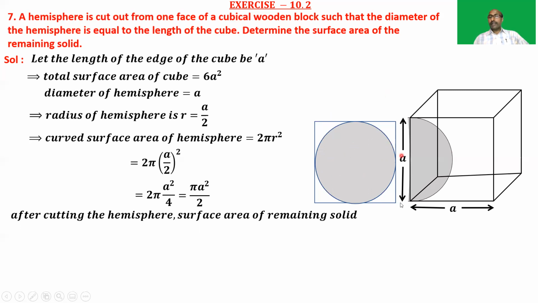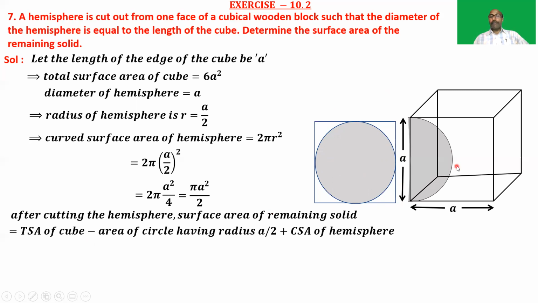The remaining surface area is equal to the total surface area of the cube minus the area of the circle having radius a by 2, because the diameter of the circle is a. So the radius is a by 2, and we can see the curved surface of the hemisphere. So we have to add the curved surface area of the hemisphere. So total surface area of cube minus the area of this circle whose radius is a by 2, plus the curved surface area of the hemisphere, which we can see.